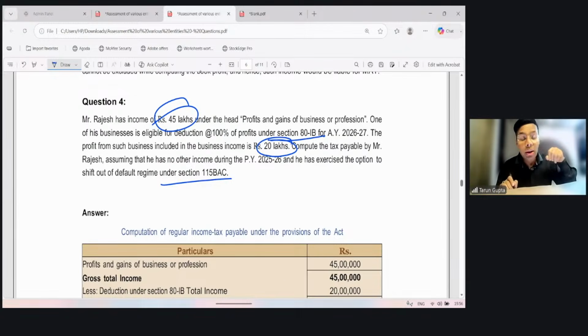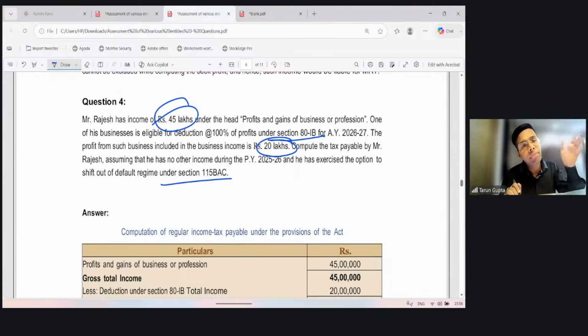Then, though the question is not saying anything about AMT, I have to compute AMT because AMT becomes applicable. So first I'll compute the normal tax. Under normal tax, normal income is 45 lakh minus deduction 20 lakh, 25 lakh. I'll apply the slab rate under the old regime. What is the slab in the old regime? No tax up to 2.5 lakh, 5% from 2.5 lakh to 5 lakh, 20% from 5 lakh to 10 lakh, and then 30%. Okay. So I will apply this slab rate on 25 lakh.